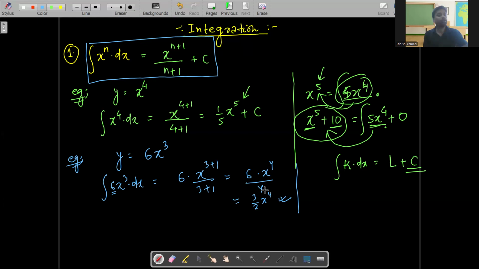Now I will tell you all the formulas which are required in indefinite integrals, and then we will solve some questions. This is today's agenda in this class. So let's start and go to the next page. Here I will go to the second formula.